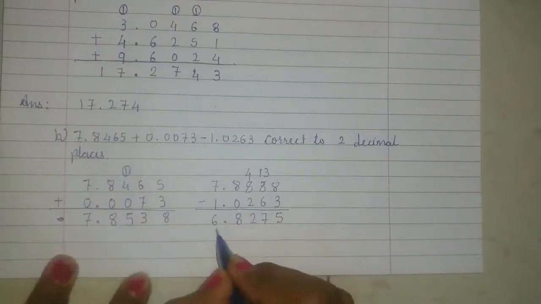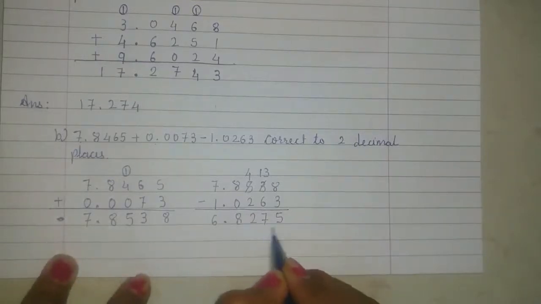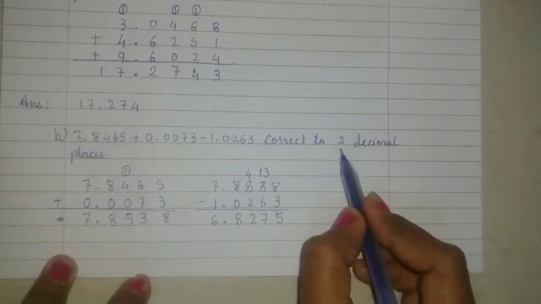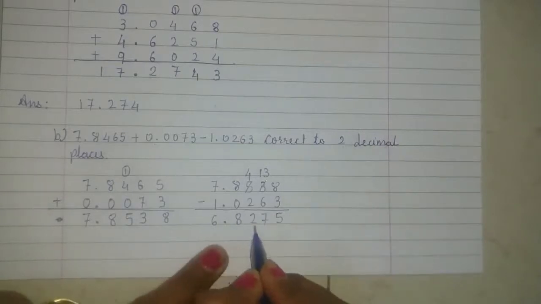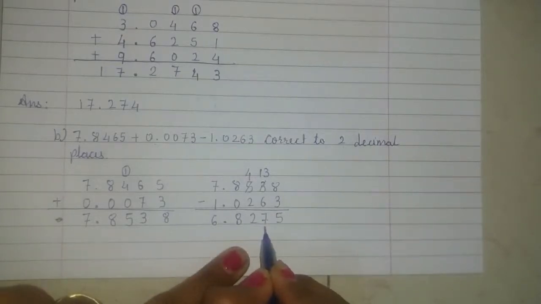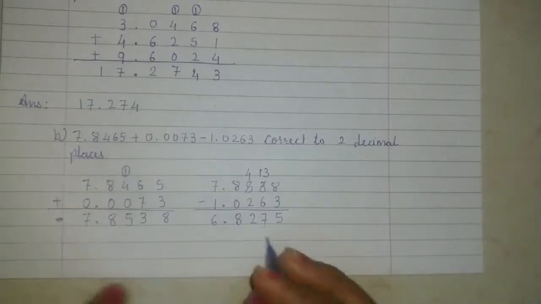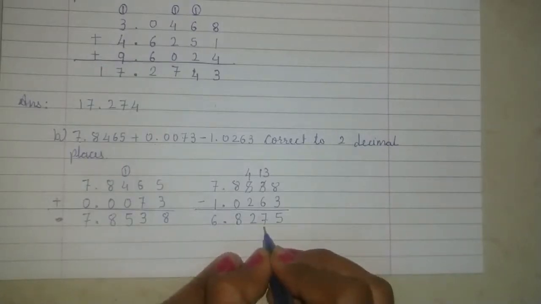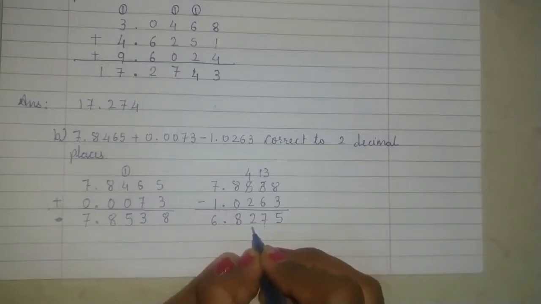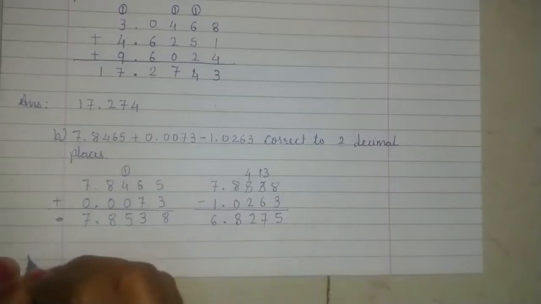Okay, now students, here we got 6.8275. We want to round off to 2 decimal places. So we'll see the third digit. Okay, we'll compare the third digit here, 7. So students, is 7 greater than 5 or less than 5? Yes, 7 is greater than 5. So what will we do? Yes, we will add 1 over here. So here in place of 2, what will it become? 3. Okay, so what will be our answer?